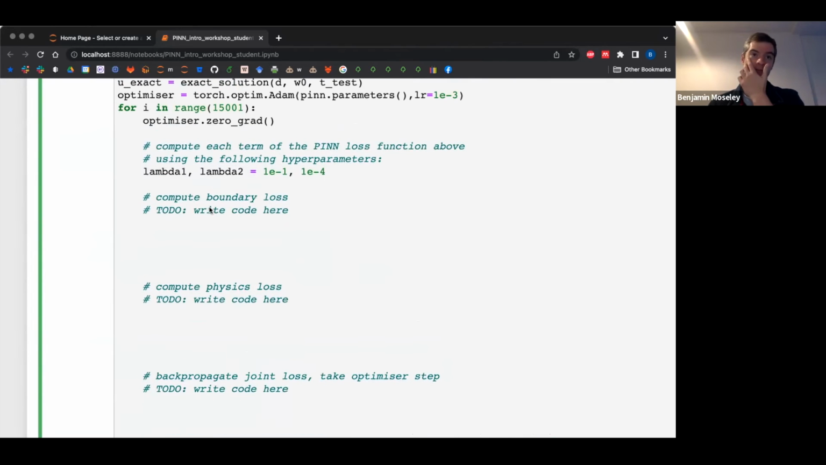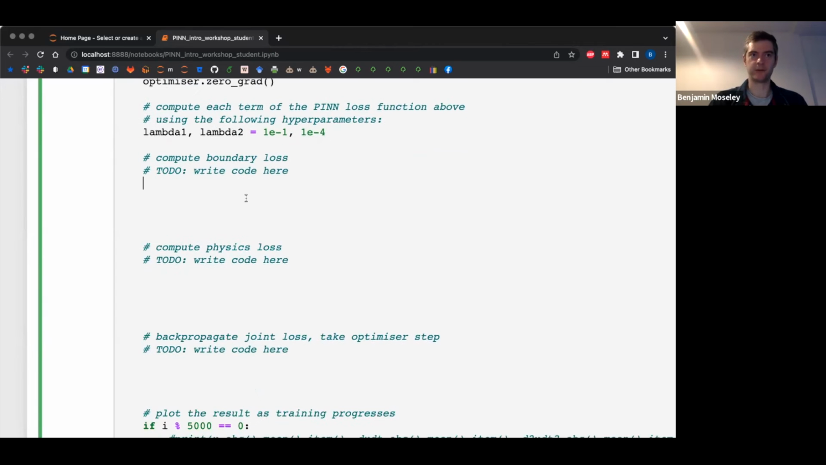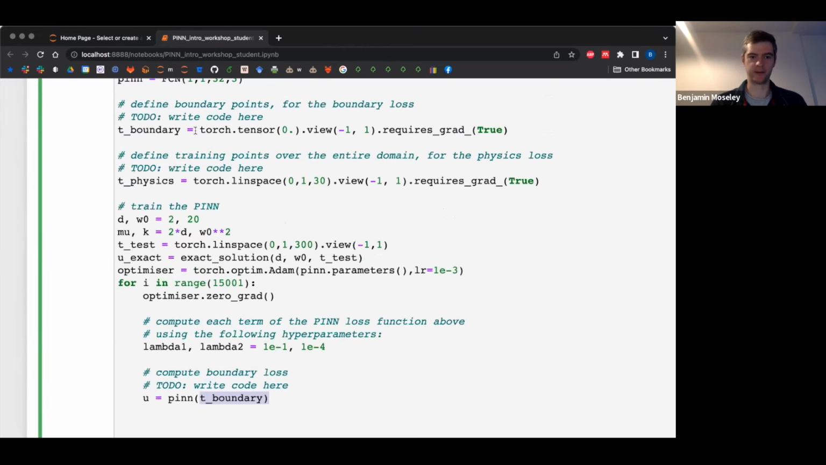So firstly, we need to compute the boundary loss. There were 2 terms in the boundary loss. One was to make sure the solution is 1 at t equals 0, and the other one was to make sure that the derivative, or the velocity of the oscillator, is 0 at time equals 0. So we're going to need to write code for that. For the first one, we're just going to run the PINN at the boundary condition. So we're going to say, what is the value of u at t equals 0, which we defined back up here, t equals 0.